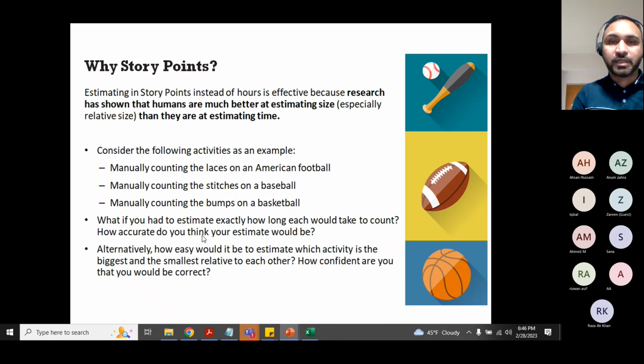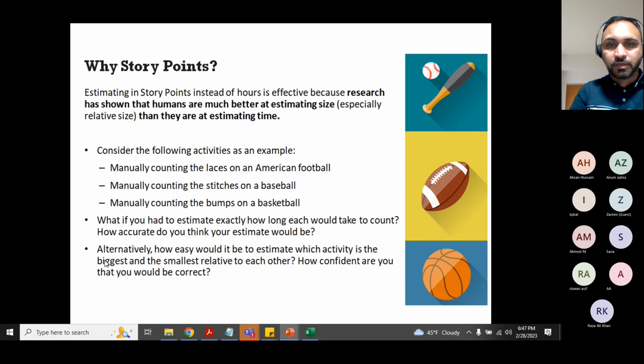What if you had to estimate exactly how long each would take to count? And how accurate do you think your estimate would be? It could be wrong, because you're only talking about the time itself. We are not considering the complexity, how complex it is, right? Or how unknown it could be. What if you miss some of those or something? Those are kinds of risks or variations.